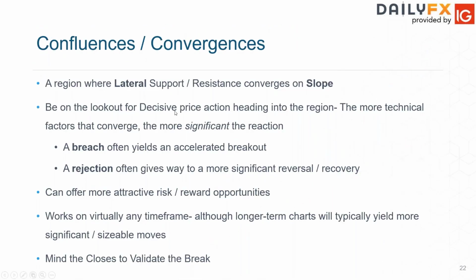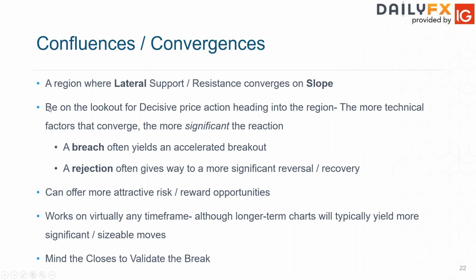Be on the lookout for decisive price action heading into that region. When you're heading into a confluence zone, you're going to want to reduce the position of the trade that you're in. If you're looking for a fade opportunity, that's actually where the market has the most inflection. So it's a good area to look for more significant reactions. Again, the breach oftentimes will yield an accelerated breakout. Rejection will oftentimes give a nice significant reversal or a rebound.